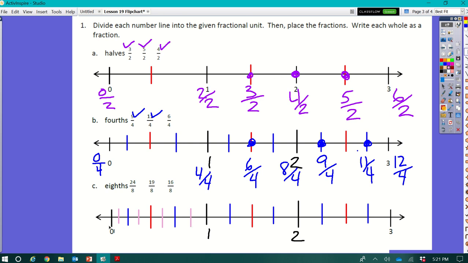And I can double check. I can count from 0. 1, 2, 3, 4, 5, 6, 7, 8 parts. So go ahead and continue dividing those fourths in half to give you eighths. And then double check that you have divided each whole number into 8 equal parts.